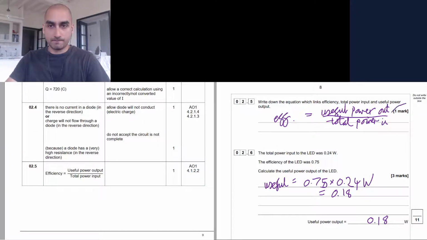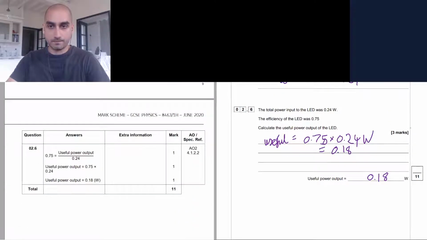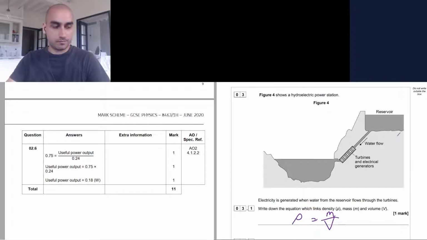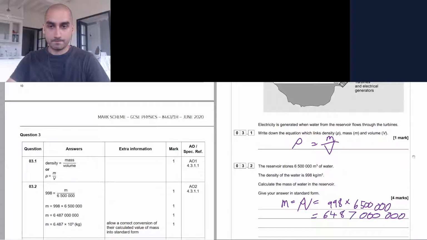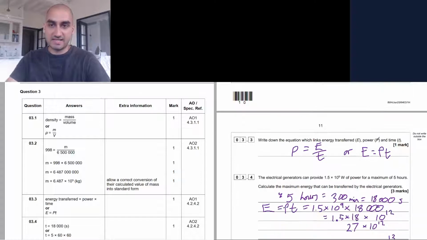Useful over total. Yep. 0.18. Yep. P equals M over V. 6.487 times 10 to the 9. Yeah, see, these calculations are easy.